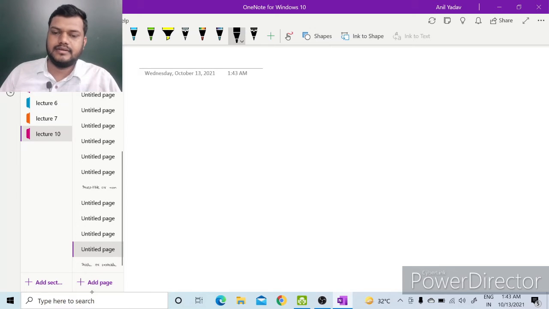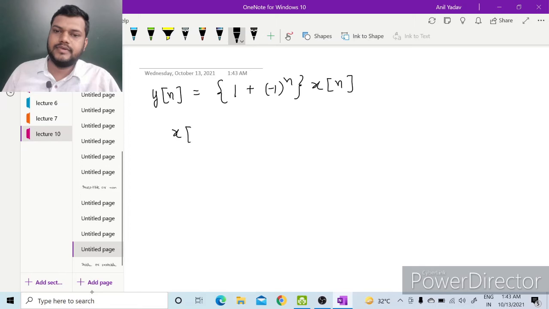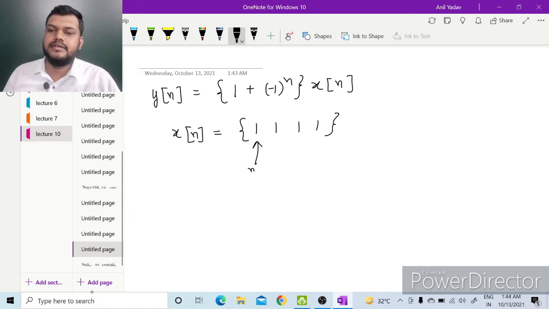Let us check with a discrete time system. Let us say y of n is 1 plus minus 1 to the power n, times x of n. And let us say x of n is 1, 1, 1, 1, and at the origin, at n equal to 0, the value is 1. So what is y of n?